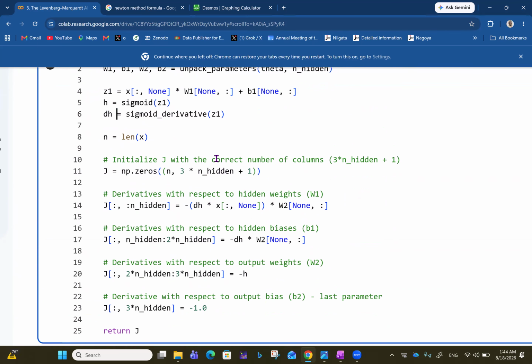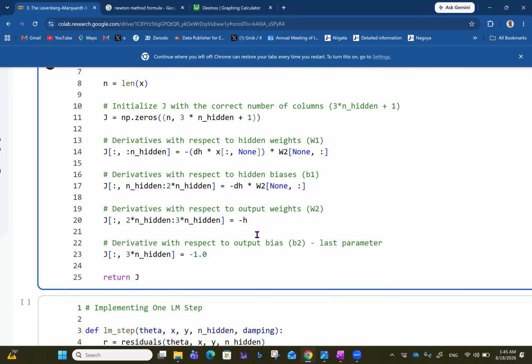Then you can initialize J with the correct number of columns. That's 3 times hidden layers plus 1. If you have 5 hidden layers, that's 3 times 5, which is 15, plus 1, making all trainable parameters 16. So you initialize J with zeros, n by 3 n hidden plus 1. Then for the derivative with respect to hidden weights, W1, you have J up to hidden, then minus dh into x. So you define all this.